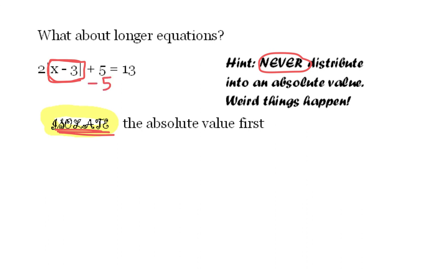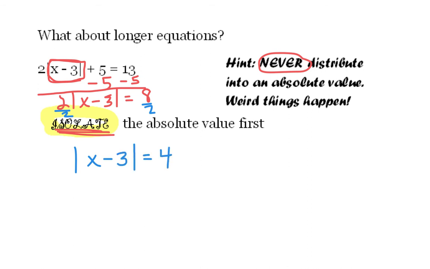So just kind of pretend that we're getting this thing like it's almost like a variable by itself. Get it by itself before we do anything else. So I'm going to subtract 5 from both sides. That's 2 times the absolute value of x minus 3 equals 8. And then again, instead of distributing that absolute value, what I'm going to do is divide both sides by 2. And that's going to give me the absolute value of x minus 3 equals 4. And now that it's isolated, I can do what I did in the last screen, set up those two cases and solve. Okay, so isolate first, get that absolute value by itself.